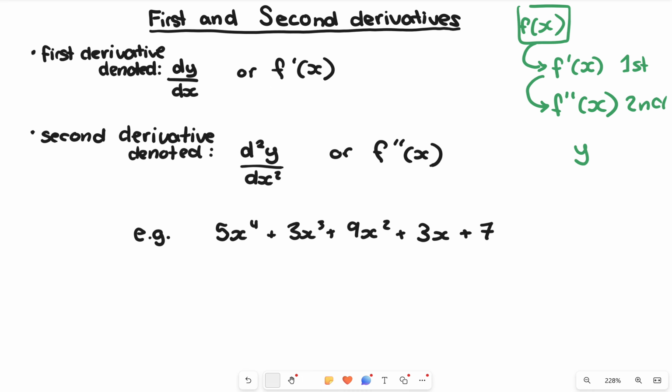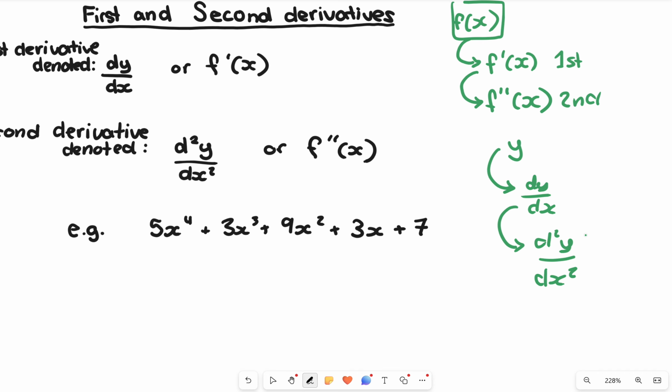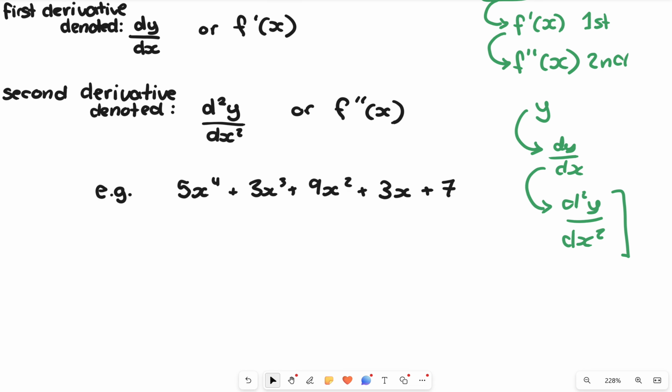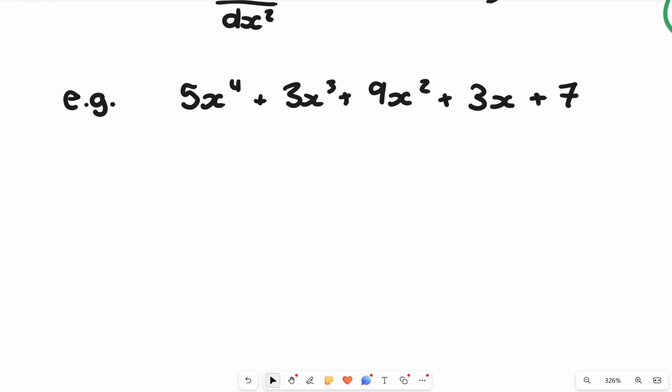If you have it in y, your first one will be dy over dx, and then your second one will be d to the power of 2 y over dx squared. I always find this one a little harder to remember, so it's just important that you just get the hang of it from the start. Okay, let's do an example here where we'll find the first and the second derivative.